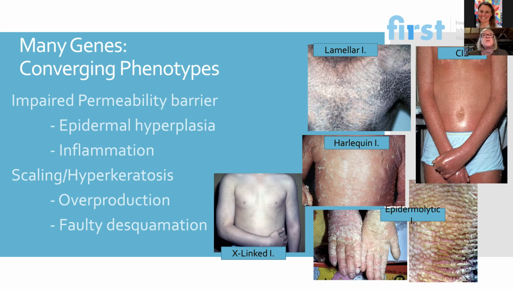Another way skin tries to fix its barrier problem is to call on the immune system for help. But this leads to inflammation and redness and often itch.